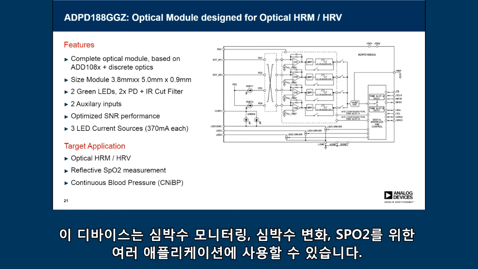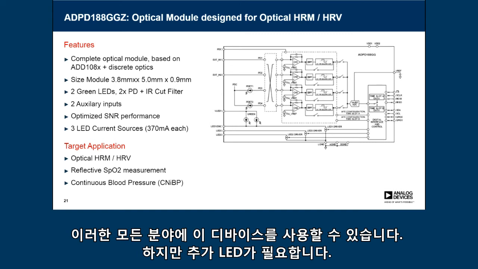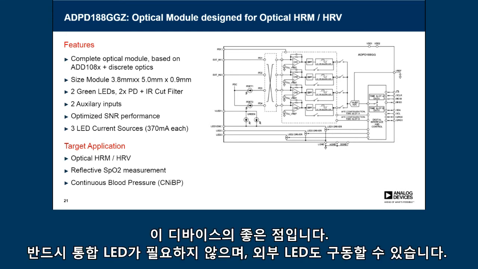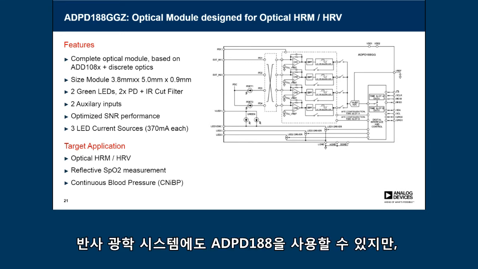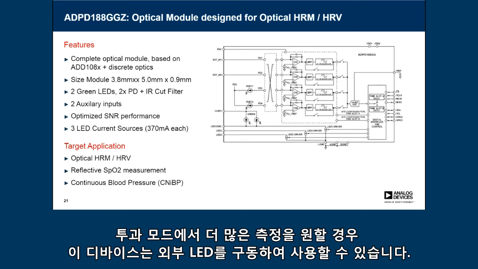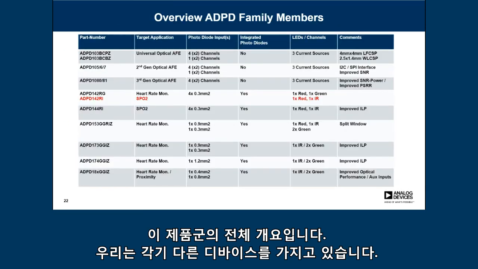We are recommending this device in different applications for heart rate monitoring, heart rate variability, and SpO2. In that use case, this device also could be used. However, then you need to have additional LEDs. But the nice thing on this device is that you do not necessarily need the integrated LEDs, but you can drive also external ones. So that means that in a reflective optical system, the ADPD-188 can be used, but even also if you would like to measure more in a transmissive mode, you have the ability to drive external LEDs from this device as well.